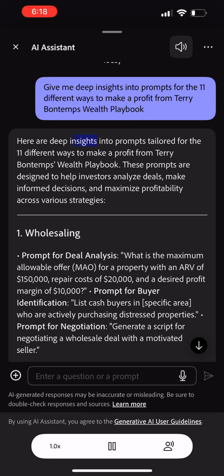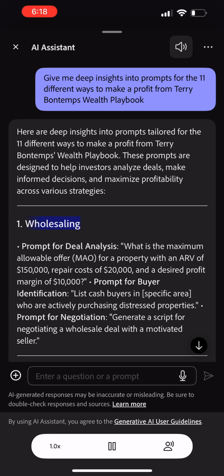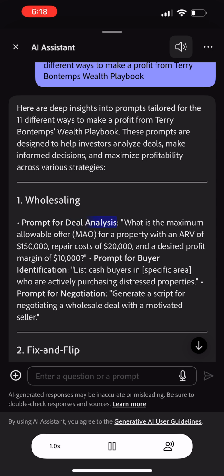Here are deep insights into prompts tailored for the 11 different ways to make a profit from Terry Bontemps Wealth Playbook. These prompts are designed to help investors analyze deals, make informed decisions, and maximize profitability across various strategies. 1. Wholesaling. Prompt for deal analysis.